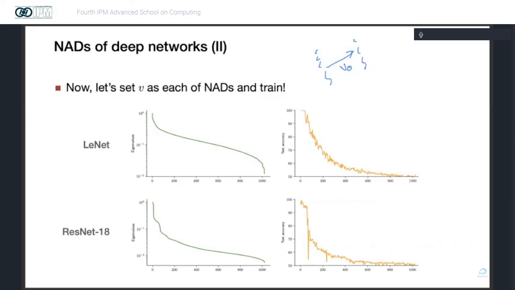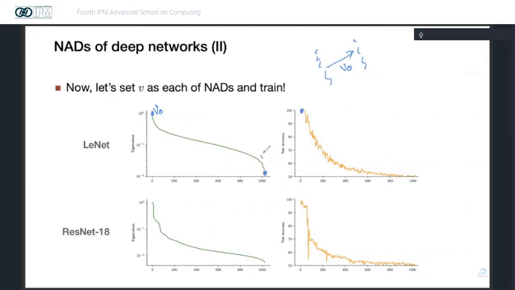So on the left, as you can see, for each network is the plot of the eigenvalues, and on the right hand, what you can see is the corresponding test performance that you get if you train a neural network on a linearly separable data set whose discriminative feature is aligned with the corresponding eigenvector. So, for example, if we look at the first eigenvector that corresponds to the largest eigenvalue, and we train a network on a data set whose discriminative feature is aligned with v0, we get 100% test accuracy.